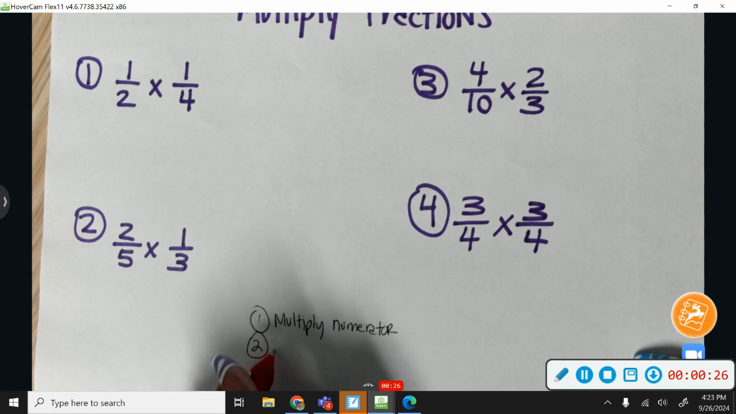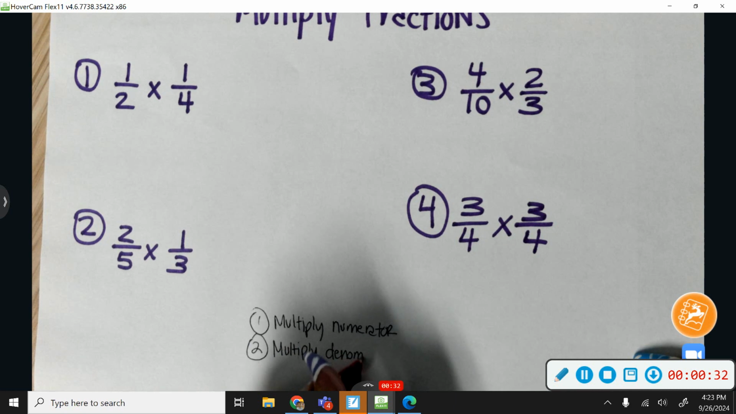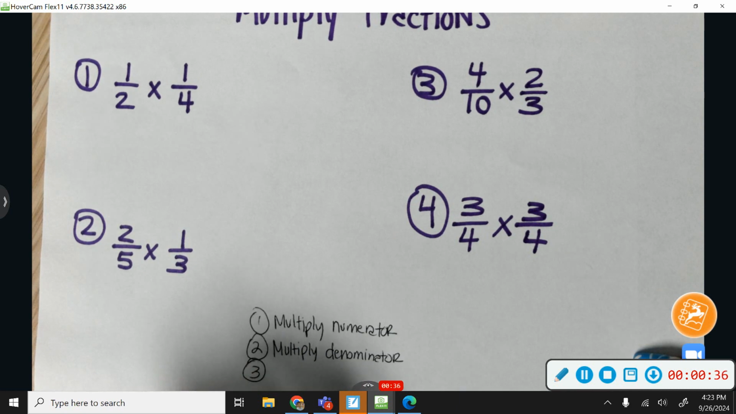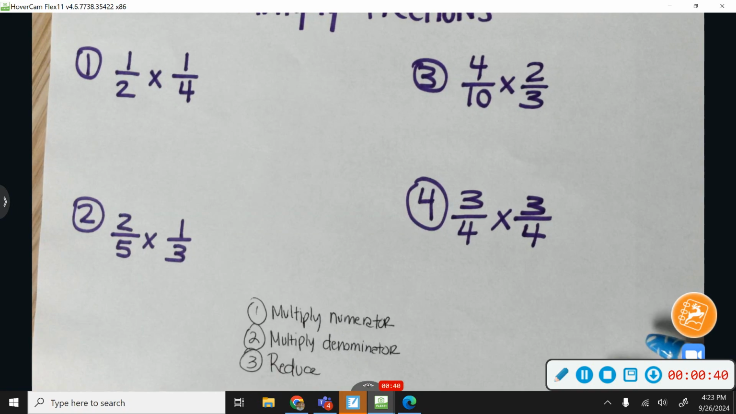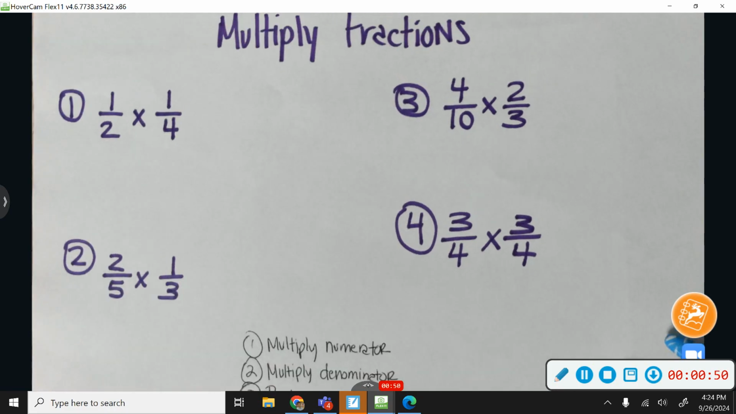Second step, multiply my denominator. And then my last step is reduce or simplify if I need to. And again, this last step is only if you need to. So let's go ahead and look at a couple of practice problems, and then I'll show you how to do these practice problems. So let's go ahead and do the first one.